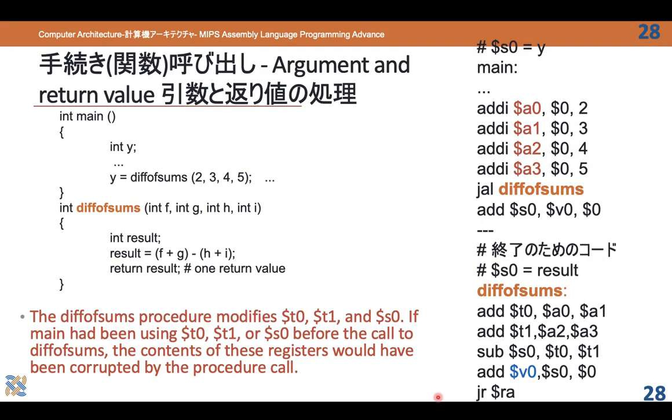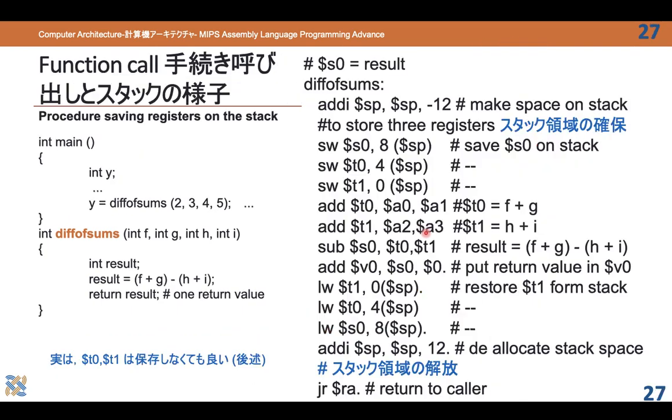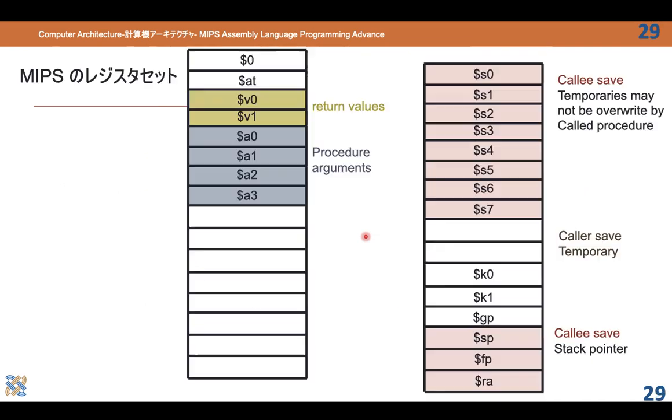I think this is clear to you. The problem in the earlier program, leaf sum, is that we are using T0, T1, S0 without storing these to a stack. So if the main function already used these 3 registers, then their values will be changed. This problem can be overcome by using the stack in this way.